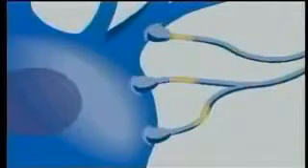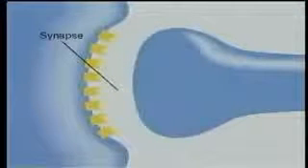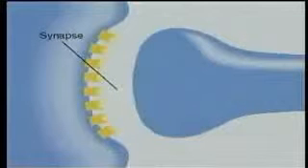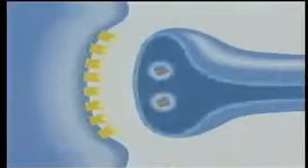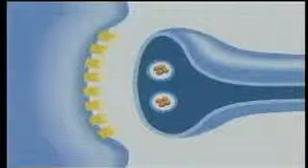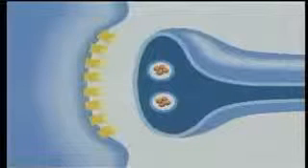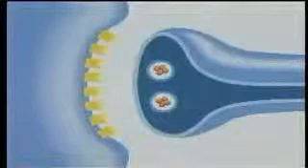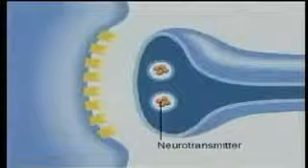The place where a nerve impulse is passed from an axon to another cell is called a synapse. The synapse is a tiny gap between the two cells. When a nerve impulse reaches the end of the axon, information is sent across the gap in the form of a chemical messenger. This type of chemical is called a neurotransmitter.